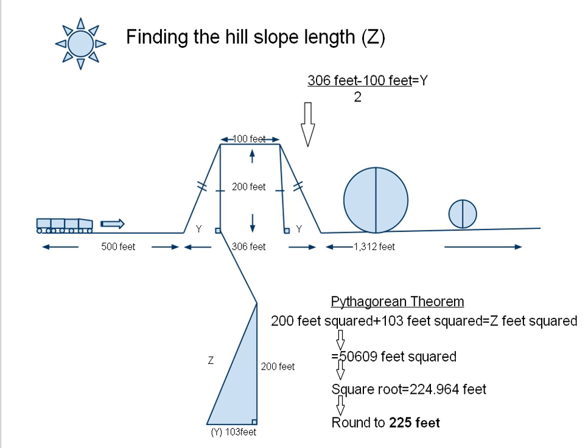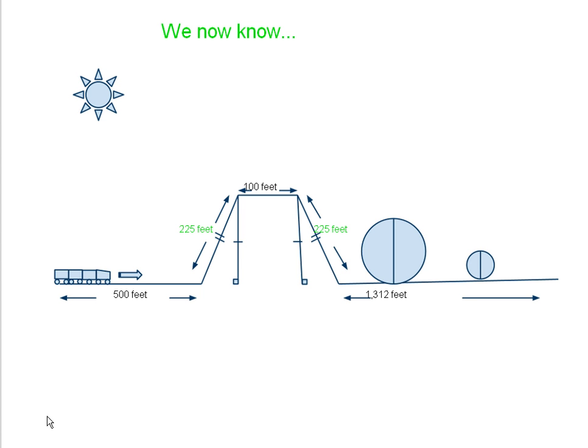Next, we're going to find the slope of the length of the hill. To do this, we're going to use the Pythagorean theorem. So we do 200 feet squared plus 103 feet squared equals the length of the hill slope squared. And once simplified, we end up getting about 225 feet. We now know this information.